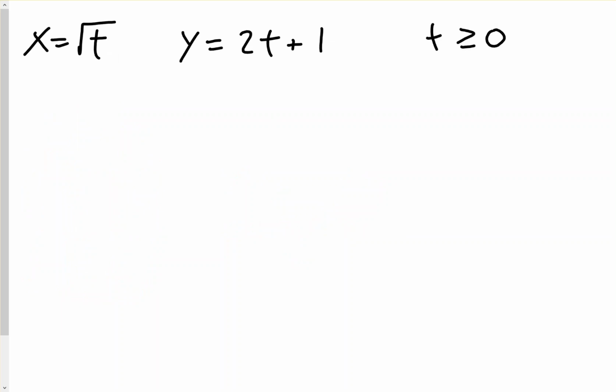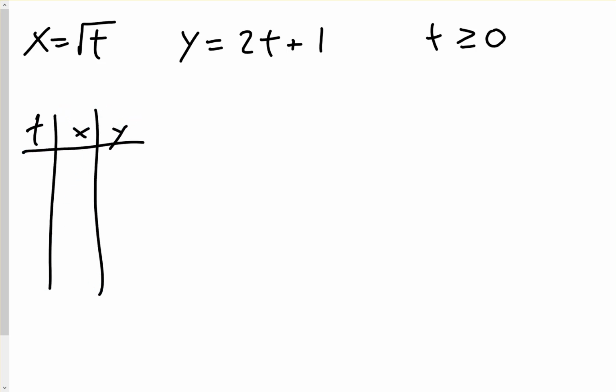Okay, x equals square root of t and y equals 2t plus 1. t has to be greater than or equal to 0. Okay, so let's make a table again of t, x, and y.